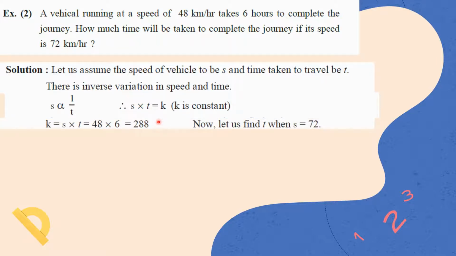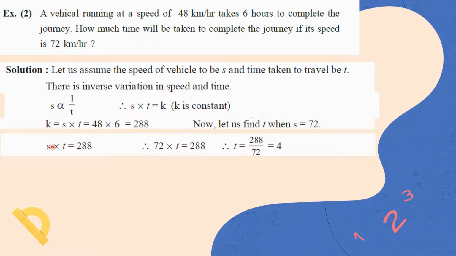So k is equal to s into t, where s is 48 and t is 6. So 48 into 6 is 288. Therefore, the value of k, the constant of variation, is 288. Now let us find t when s is 72.